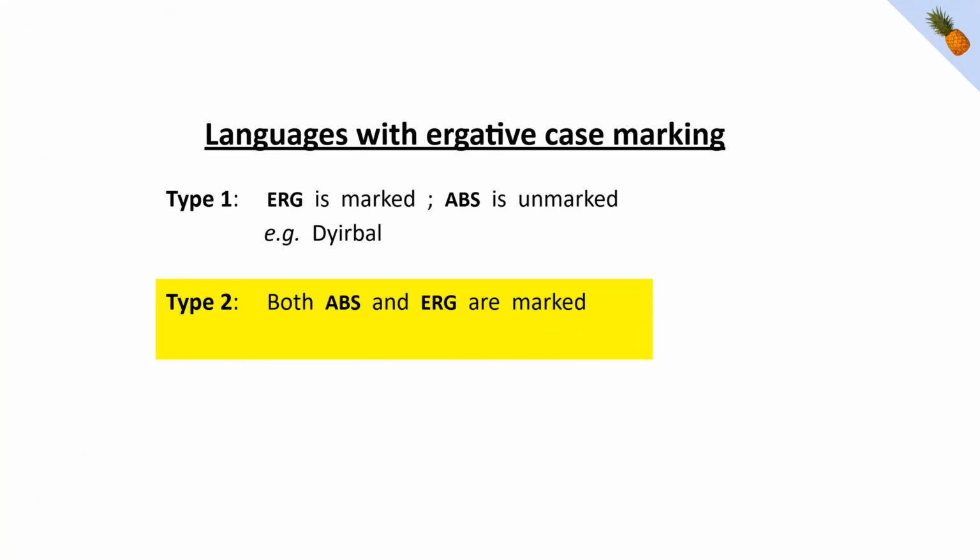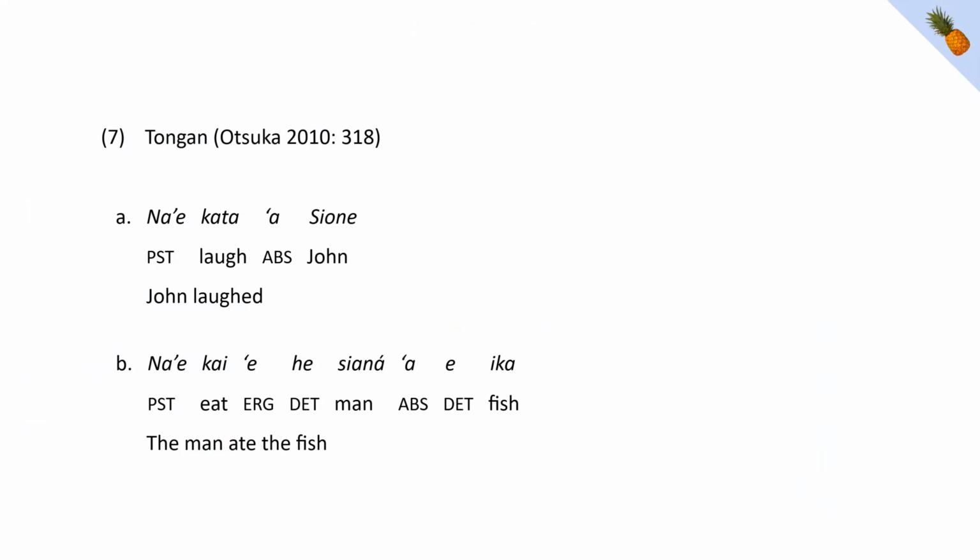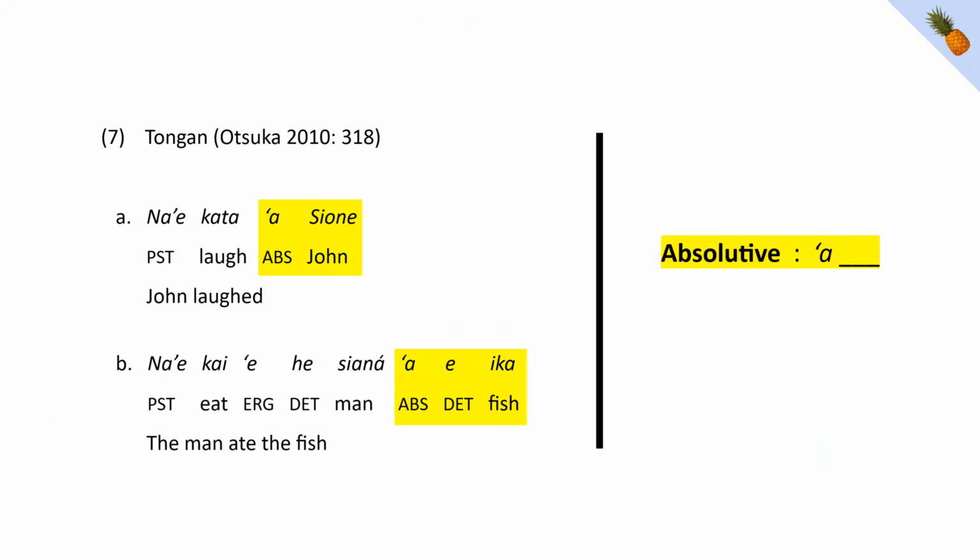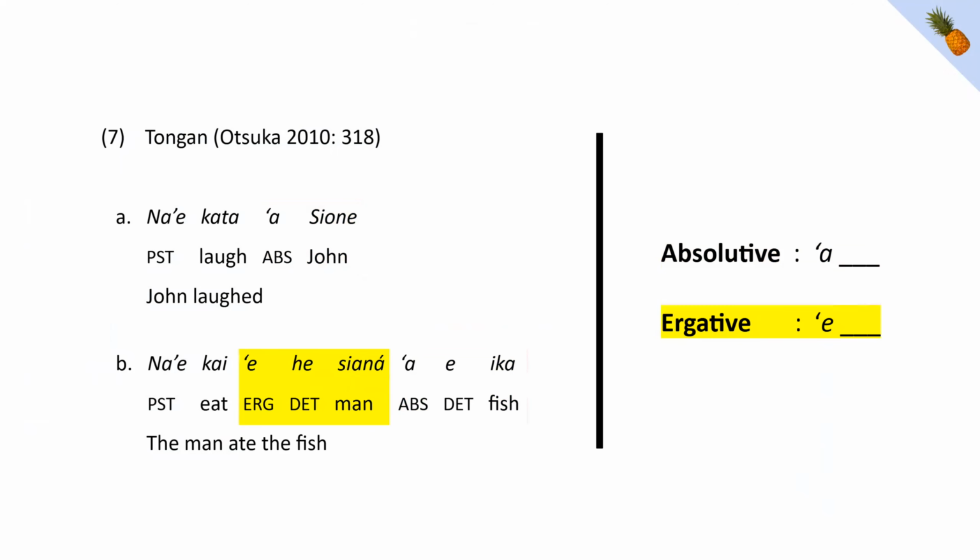In other languages with ergative case marking, we'll find overt markers for both the absolutive case and the ergative case. Consider Tongan. In 7, we see absolutive case marked by the particle a and ergative case marked by the particle e.